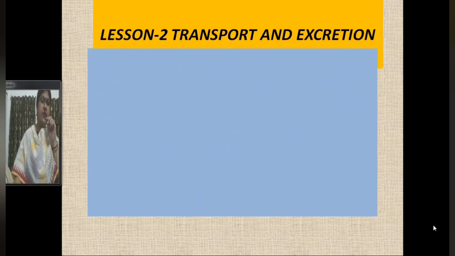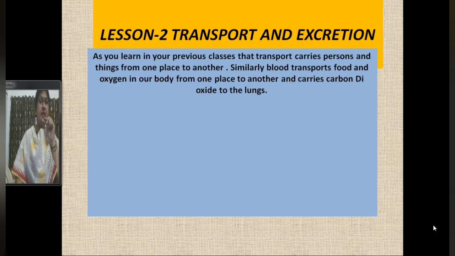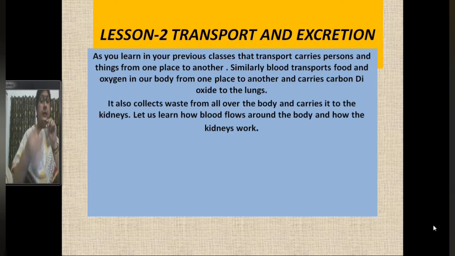You know what is transport. You learned in your previous classes that transport carries persons and things from one place to another. Similarly, blood transports food and oxygen in our body from one place to another and carries carbon dioxide to the lungs. It also collects waste from all over the body and carries it to the kidney. Let us learn how blood flows around the body and how kidney works.